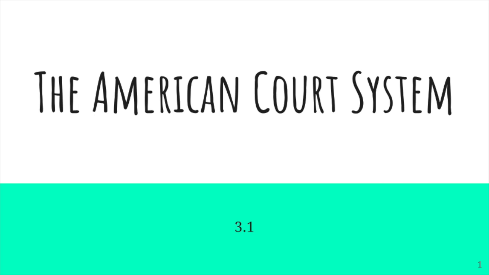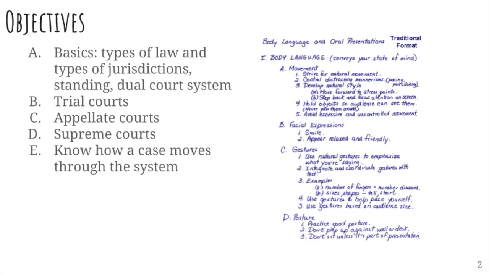Make sure you take good structured notes over the objectives. Today we're going to be talking about the differences between different types of law, different types of jurisdictions, the concept of standing, the concept of the dual court system, talk about trial courts, appellate courts, the Supreme Court, and then you basically need to know how a case moves through the system. All right, let's go ahead and begin.